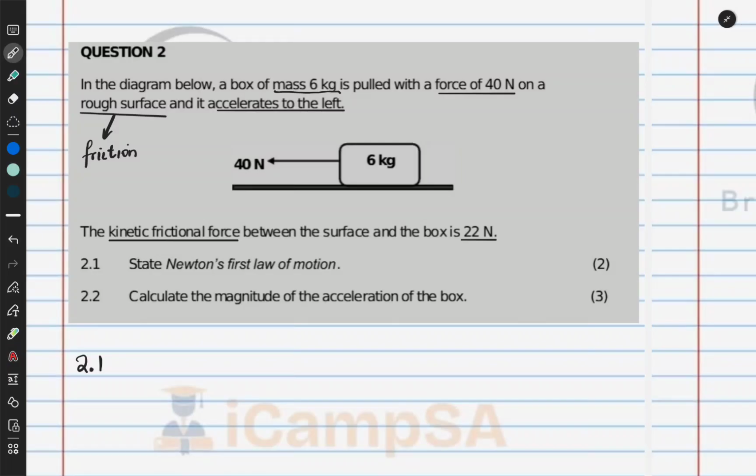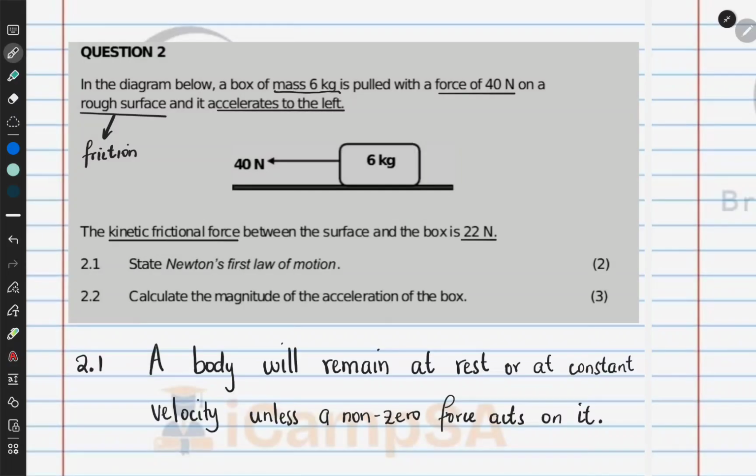So usually what we say for this first law of motion is, well, a body will remain at rest, or it will remain stationary, or at constant velocity unless a non-zero net force acts on it. Okay, depends which one you choose, but let me write it for you. Unless a non-zero net force acts on it, not just any force. So you must say net force.